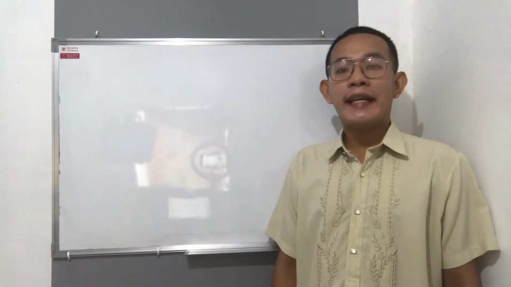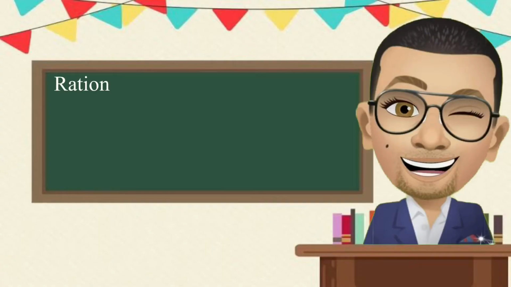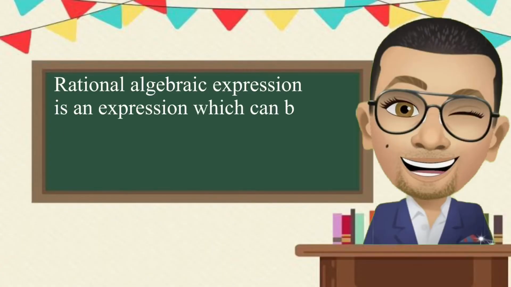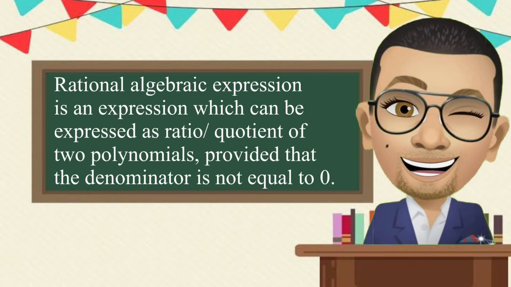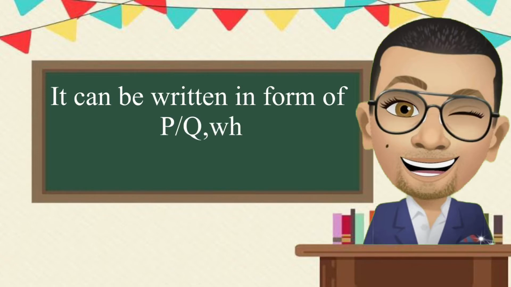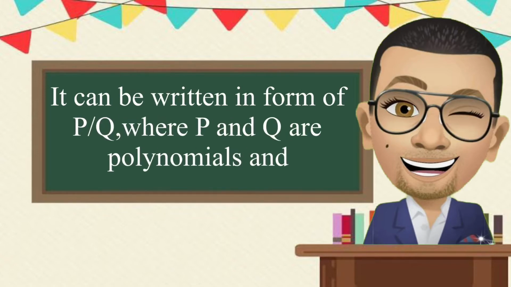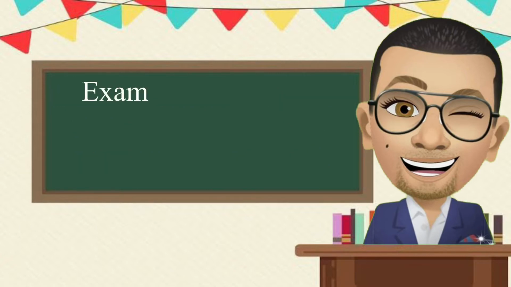Our lesson for today is about rational algebraic expressions. A rational algebraic expression is an expression which can be expressed as a ratio or quotient of two polynomials, provided that the denominator is not equal to 0. It can be written in the form P over Q, where P and Q are polynomials and Q is not equal to 0.